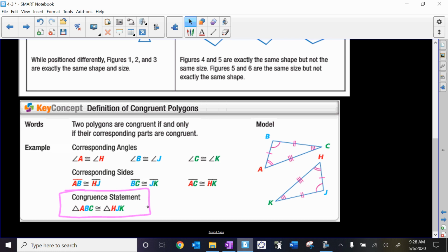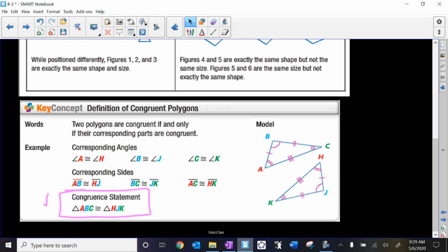Likewise, it matches up the congruent sides. So when I'm talking about segment AB, we know that that's congruent to segment HJ. And you can see that in your picture. AB has the same number of tick marks as HJ.